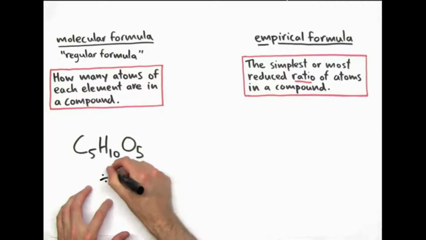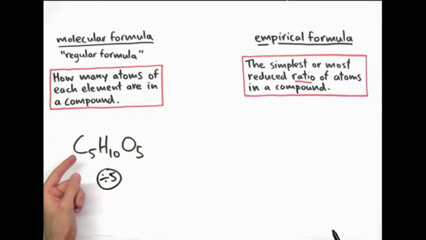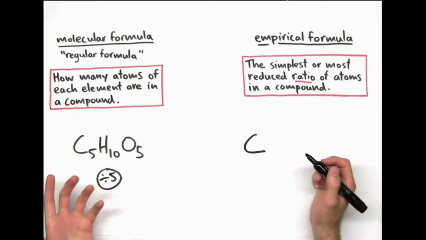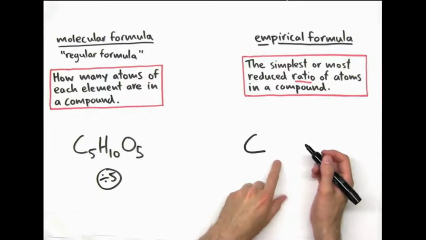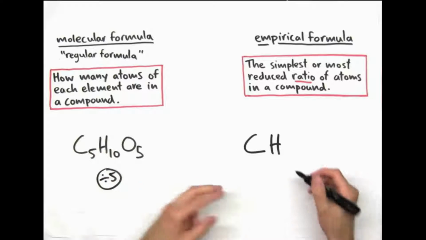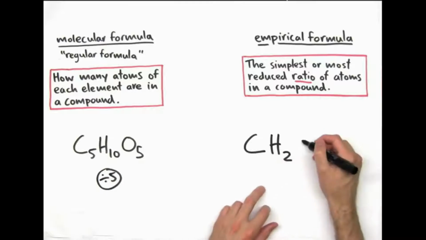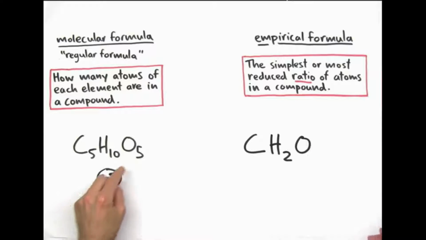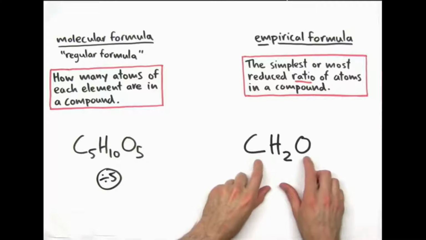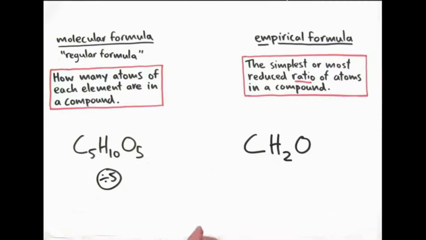We want to divide everything by 5. So for the empirical formula, we'll get C, 5 divided by 5 gives us 1, so we don't put anything after it. H, 10 divided by 5 gives us 2, so we'll do H2. And then O, 5 divided by 5 gives us 1 again, so we don't put anything after it here. So this is the empirical formula for this molecular formula.